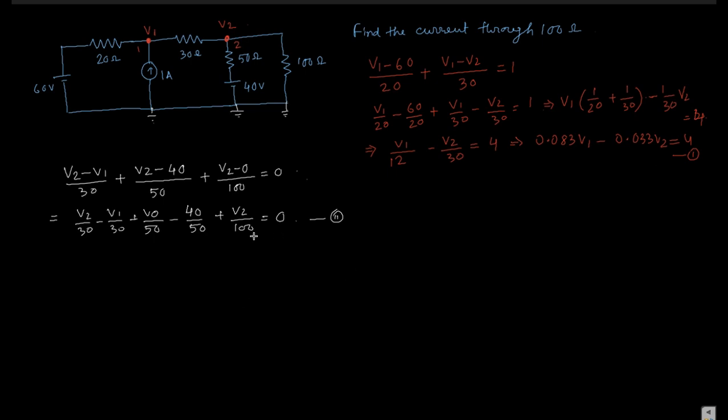So what is asked? That is the current through the 100 ohm resistor. So the current through the 100 ohm resistor becomes V2 minus 0 by 100. So find V2, then I at 100.